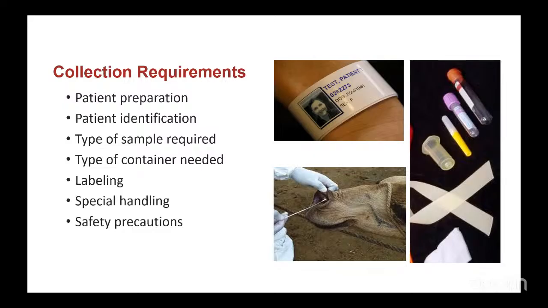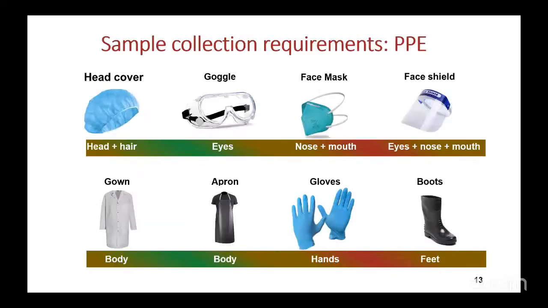So you can say, okay, for an EDTA sample, you use a container with a purple cap, and all those. So the type of container that is needed needs to be clearly spelled out. Labeling, especially handling, and safety precautions. All samples will be treated as suspicious, as hazardous. So that's why you need to put on your safety precautions when handling samples. These are sample collection requirements: PPE, head covers, goggles, face masks, face shields, gowns, aprons, gloves, boots, and so on.